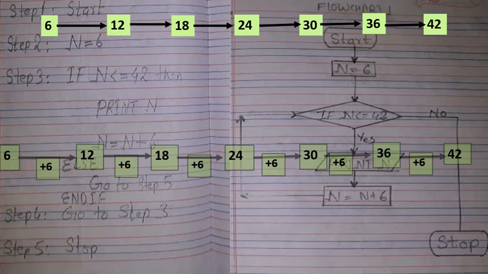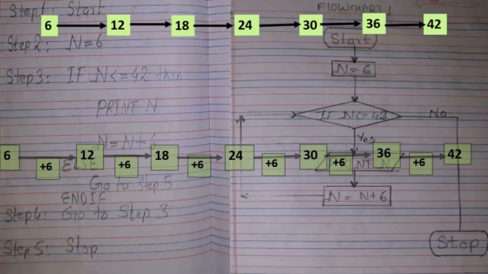Now try to understand this expression n is equal to n plus 6. In this expression, on the right hand side of the equal to sign, we have a variable n. This variable represents the value. That means when the computer is going to calculate from it, it is going to have 6 in it. The variable n is representing the value 6. So 6 plus 6 is 12.